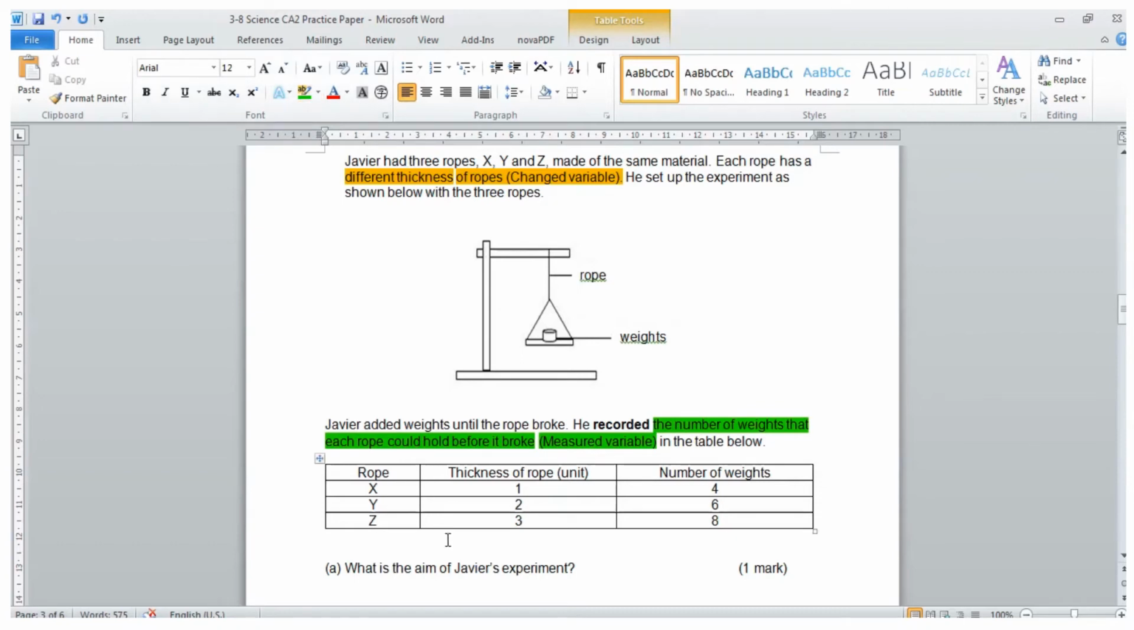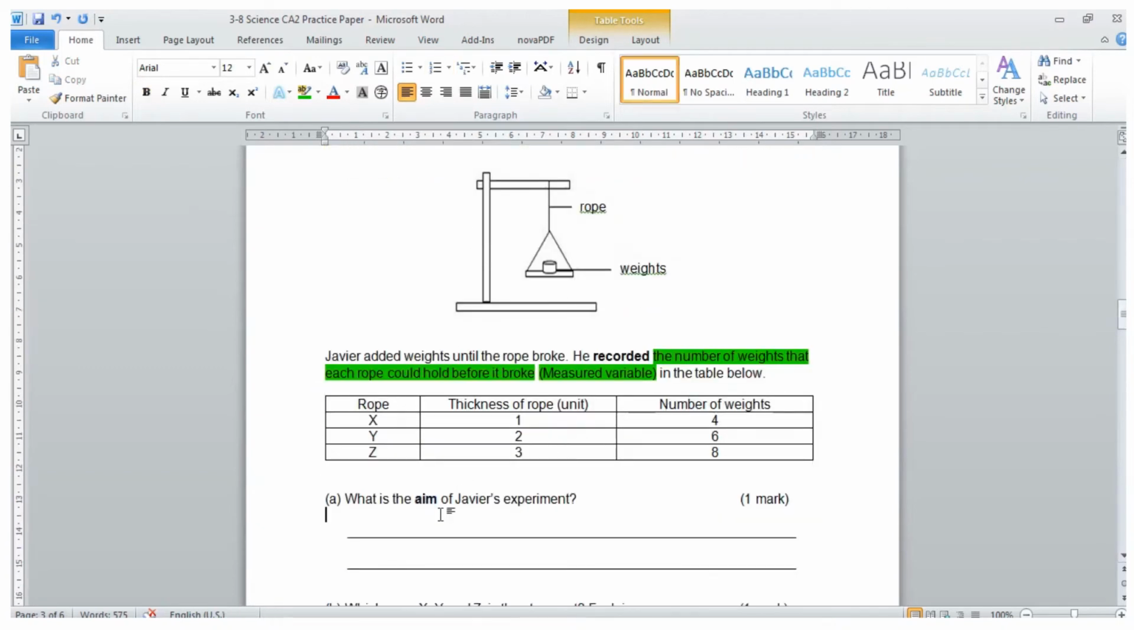So just a practice. Again, what is the aim of the experiment? To find out if the change variable, the different thickness of ropes, affects your measured variable, in this case, the number of weights that each rope could hold before it broke. Everybody clear? I think it's quite clear from now, yeah?